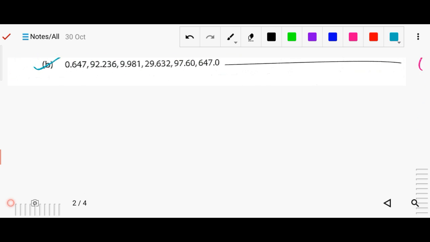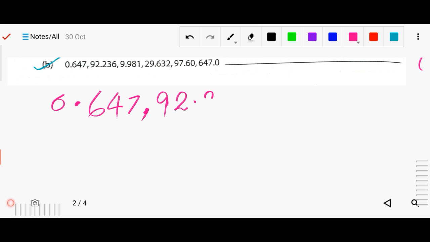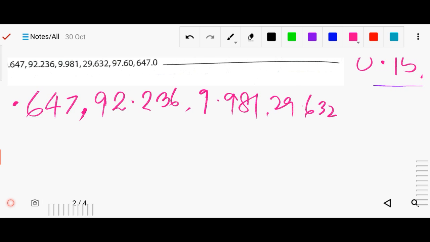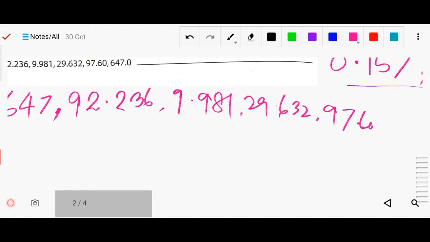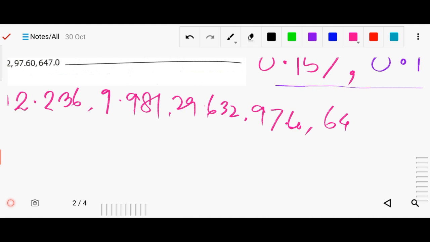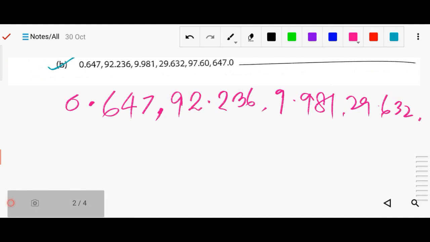First of all you rewrite the numbers. Here I write 0.647, then 92.236, then 9.981, then 29.632, and then 97.60, and then 647.0. Now here we have to find out which one is the largest.